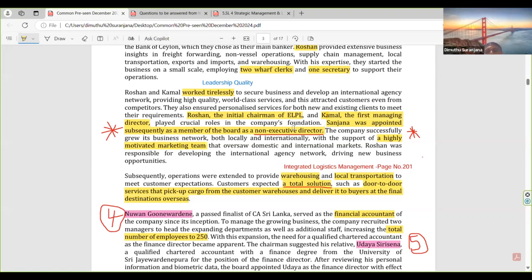That is on page number 201 in your study text. Integrated logistic management, page number 201. So look at that part. Right.